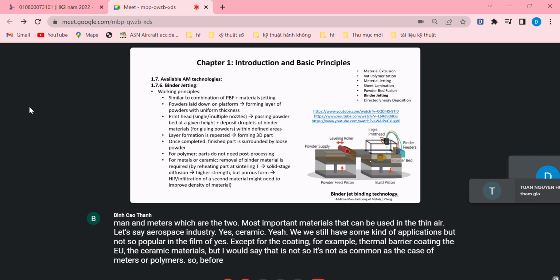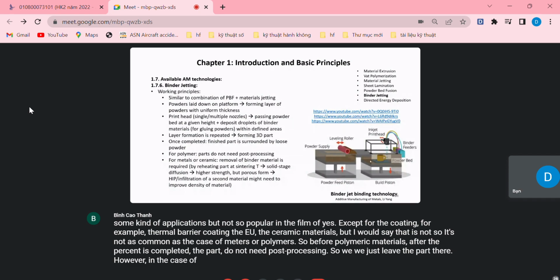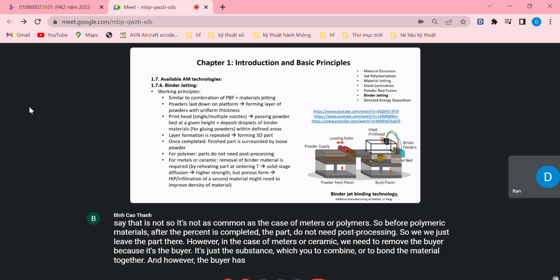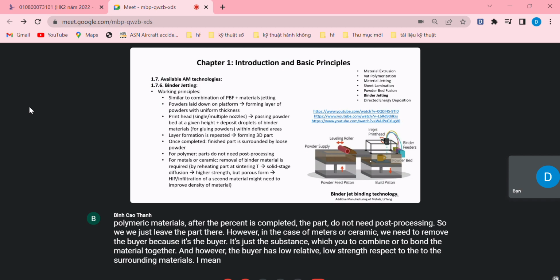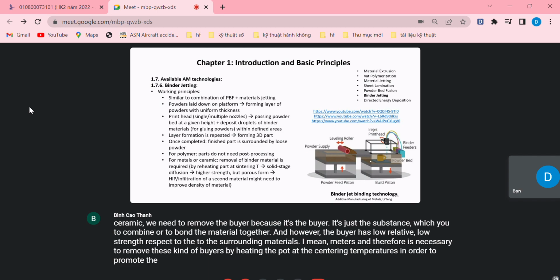So for polymeric materials, after the process is completed, the part does not need post-processing, so we just leave the part there. However, in the case of metals or ceramics, we need to remove the binder, because the binder is just the substance which you use to bond the material together. However, the binder has relatively low strength with respect to the surrounding materials, I mean metals, and therefore it is necessary to remove this binder by heating the part at the sintering temperatures in order to promote solid state diffusion.